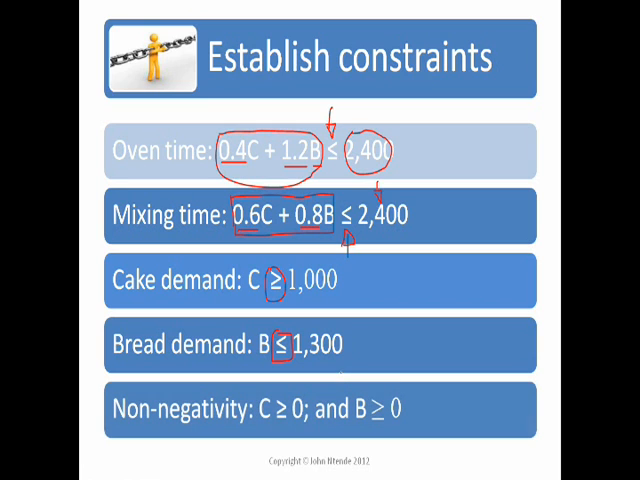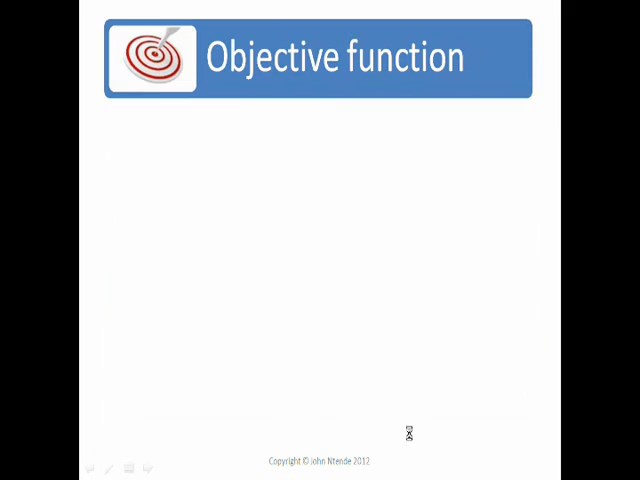Then there are what we call the non-negativity constraints. C and B should both be greater than or equal to 0. You cannot have negative units of tangible products. So C should be greater than or equal to 0, and B should be greater than or equal to 0. So here we have the constraints: oven time, mixing time, cake demand, bread demand, and non-negativity. Okay, let's move on.